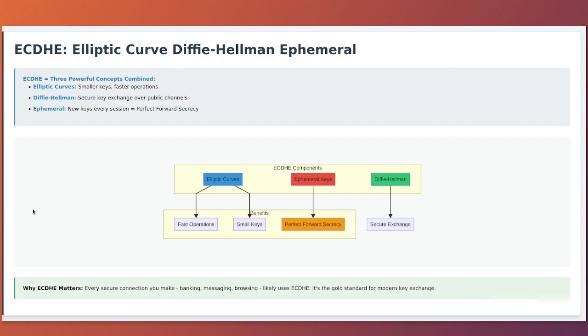If traditional Diffie-Hellman is like using a massive padlock, ECDHE is like using a sleek, modern smart lock that is not only more secure but also faster and uses less battery power. This efficiency is crucial in our mobile-first world where every millisecond and every bit of battery life counts.